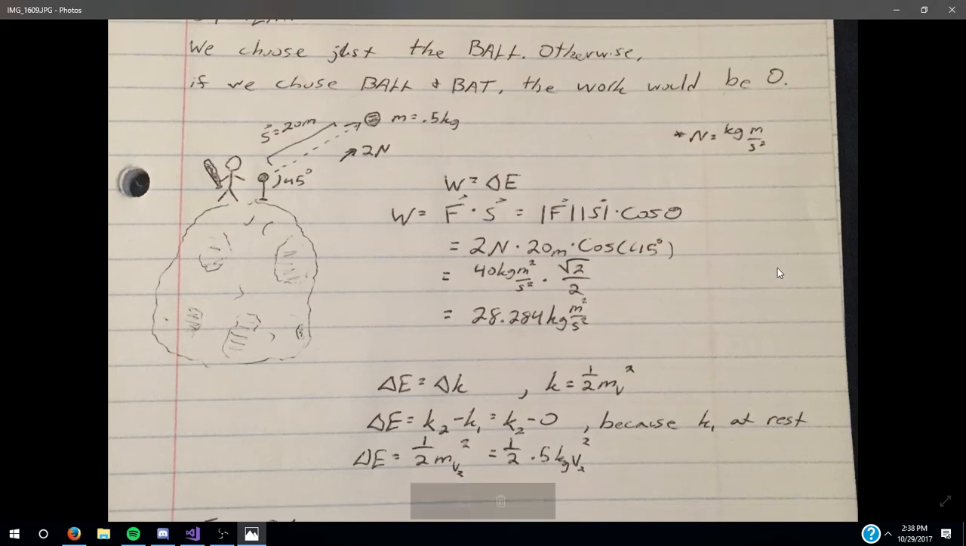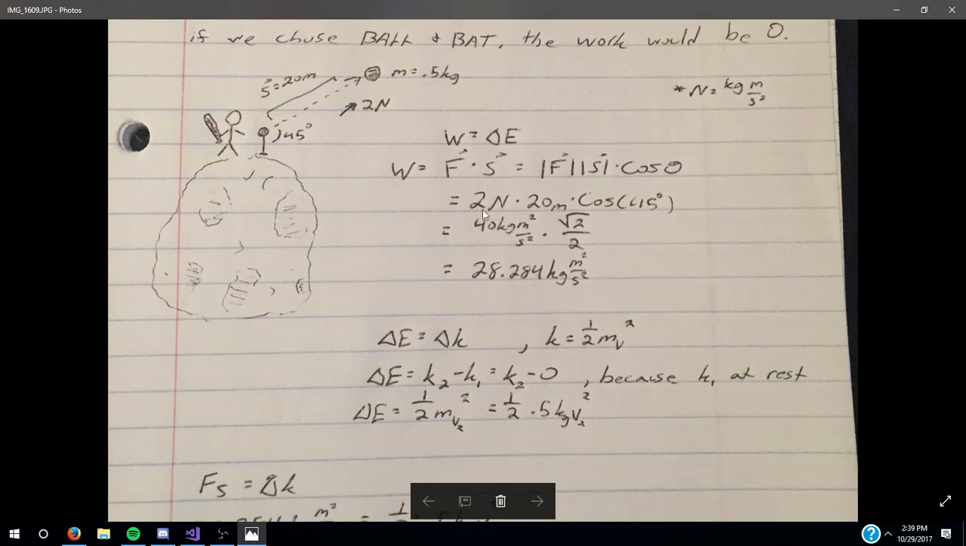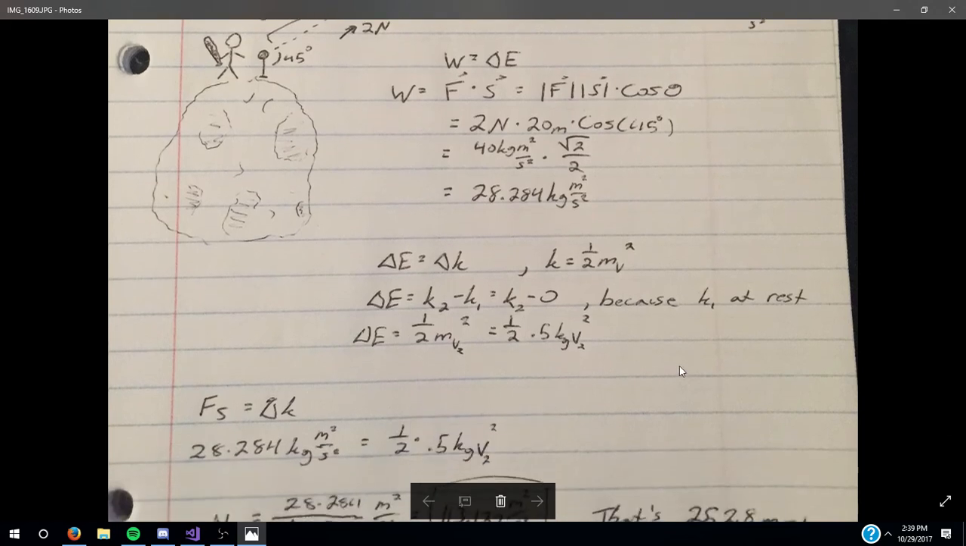Well, it also turns out that since the forces are constant, we can calculate work done by the force times this distance here, s. Doing the dot product between these two vectors yields the magnitude of the force, F, times the magnitude of s, times the cosine of the angle. When we input some values, this becomes roughly 28.284 kilogram meters squared per second squared. That's just the first part here.